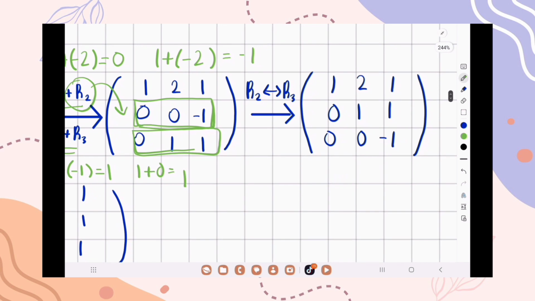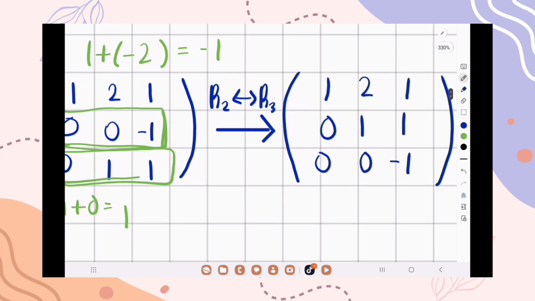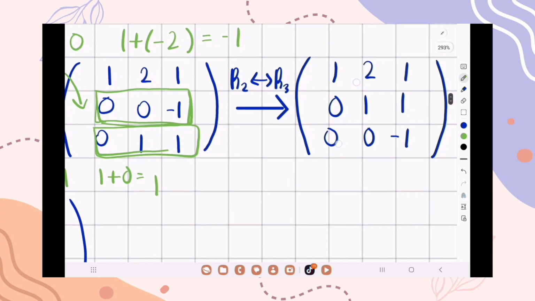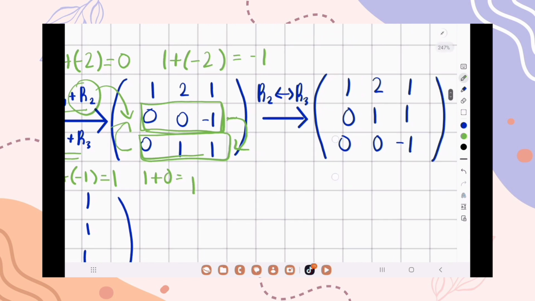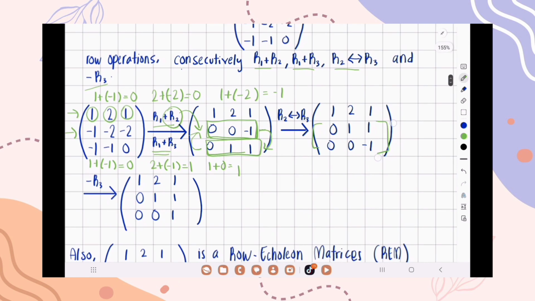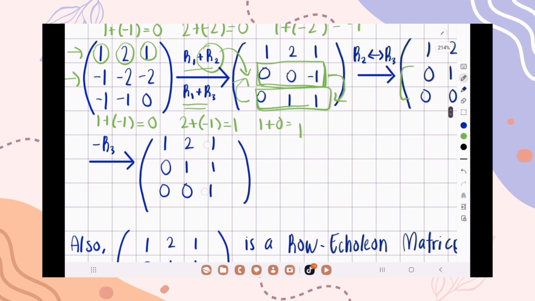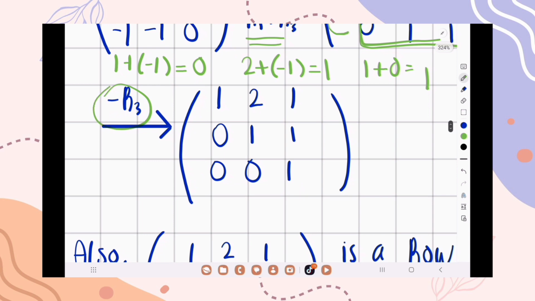As we got the second part, we will move on to the third order, which is R2 interchange with R3. For this order, the second row will change its position to the third row, and the third row will change its position to the second row. So it will become like this. Their positions have changed, and then next we can move on to the fourth order, which is -R3.